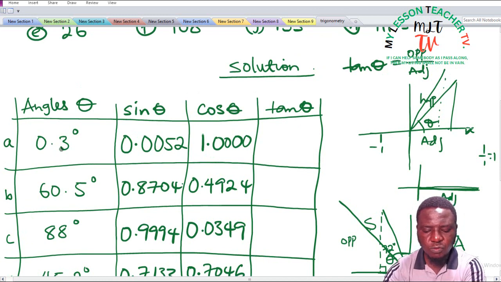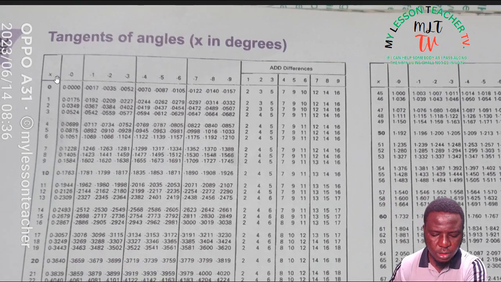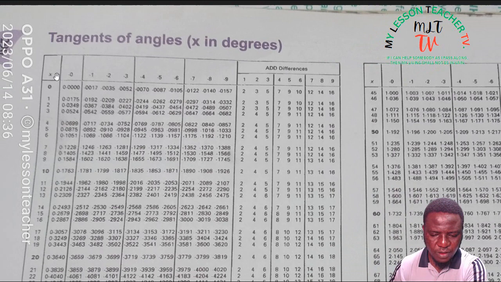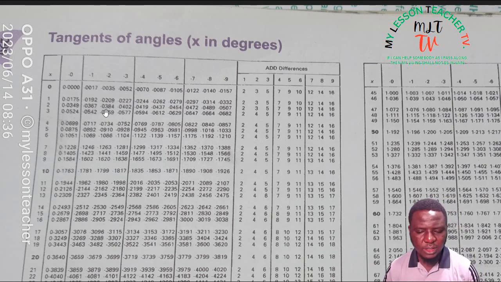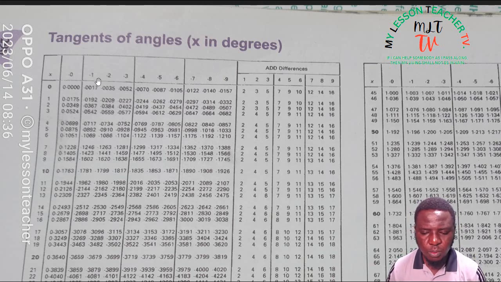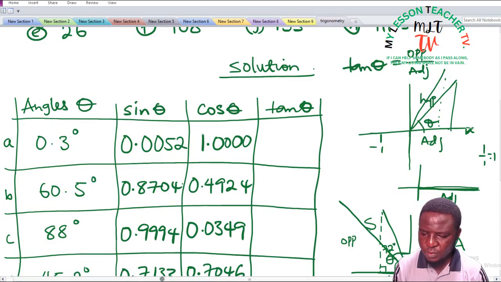We are asked to find the tangent of 0.3. We shall then use the tangent table, tangent of angles where x is in degrees. It's also similar to that of the sine and cosine, but its own values will change. So this is the x column for your angles, and these are the fractional parts of your angles. We are asked to find the tangent of angle 0.3. So this is 0 under 3, and the tangent gives us 0.0052.